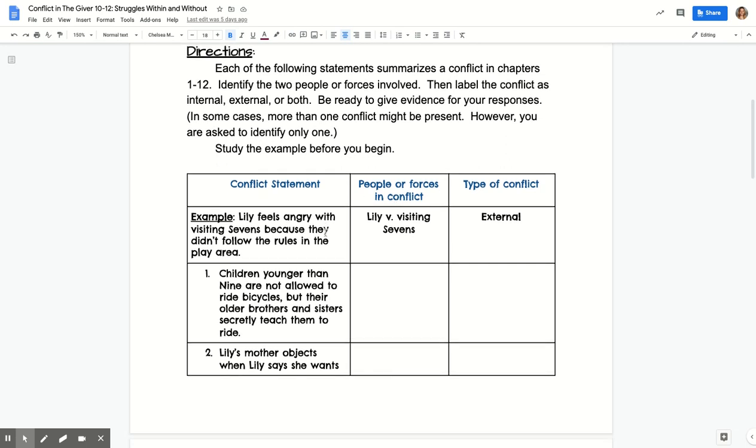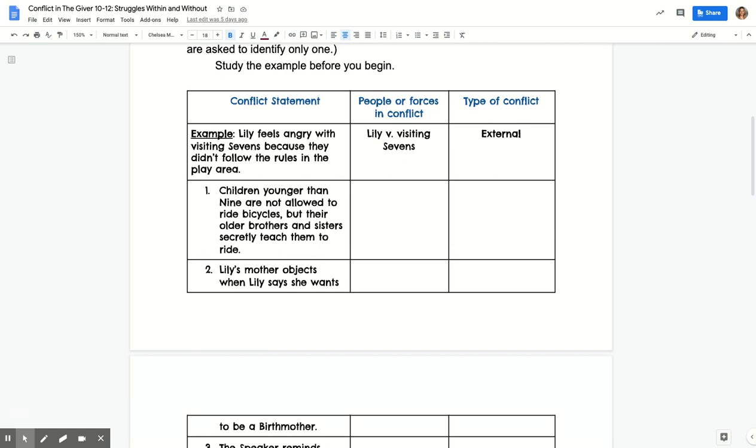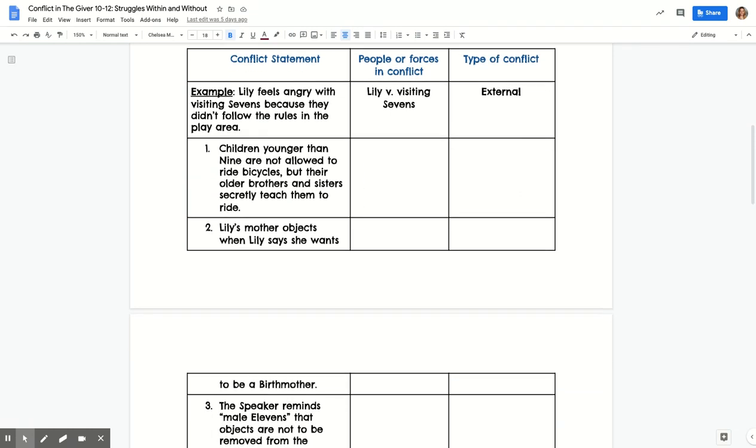So, example: Lily feels angry with visiting sevens because they don't follow the rules in the play area. Now, the people or forces in conflict would be Lily versus visiting sevens, and the type of conflict would be external. All right, so here I'm going to read through the conflict statements, and then I will pause for a moment to give you a chance to figure out the people or forces in conflict here in the second column. So you're going to have to put who versus who, or what versus what, right? And then if it's internal or external in the third column.